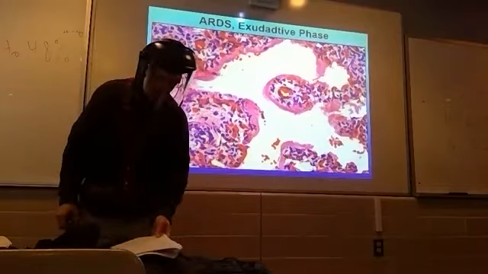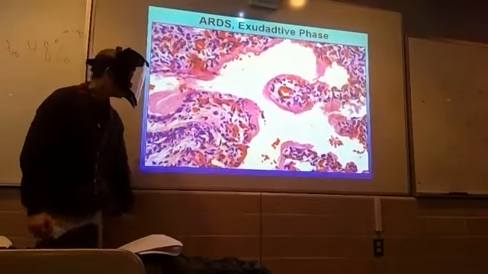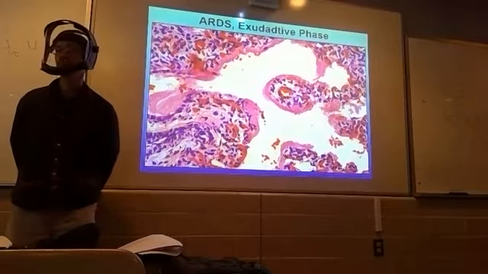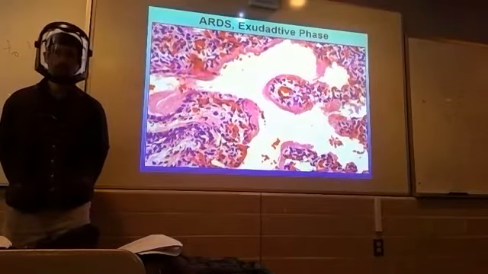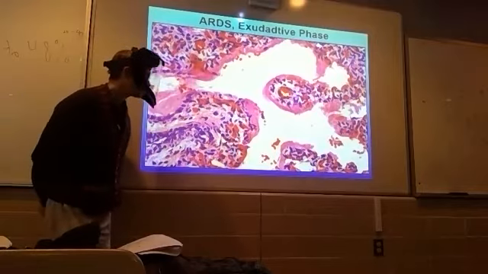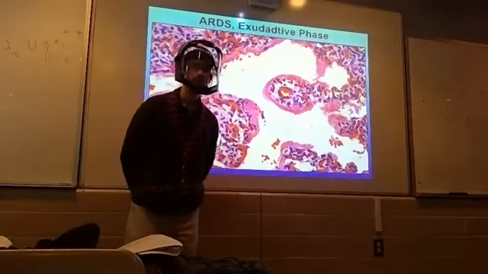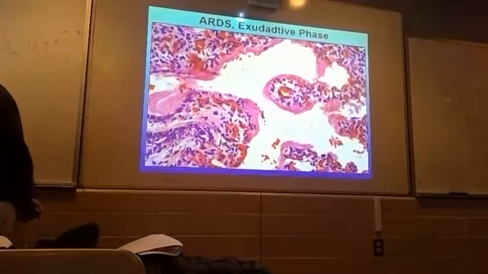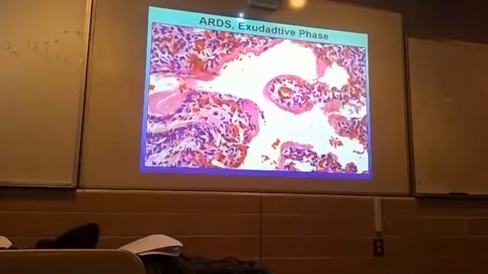Okay, a lot of complications occur in the exudative phase of the acute respiratory distress syndrome. It's very difficult to keep these people out of trouble. We have to keep them oxygenated. Usually it requires putting them on a mechanical ventilator. There are a number of complications, including infections of the lungs. So we have to give them antibiotics accordingly.